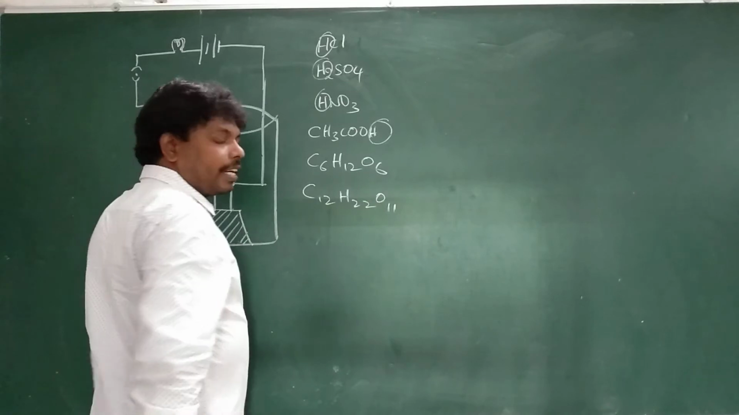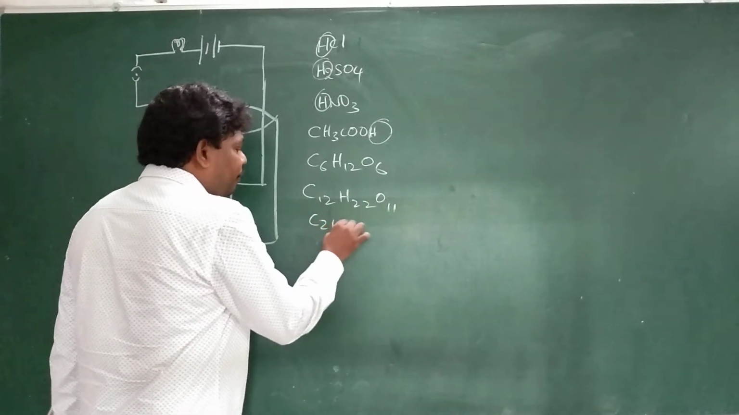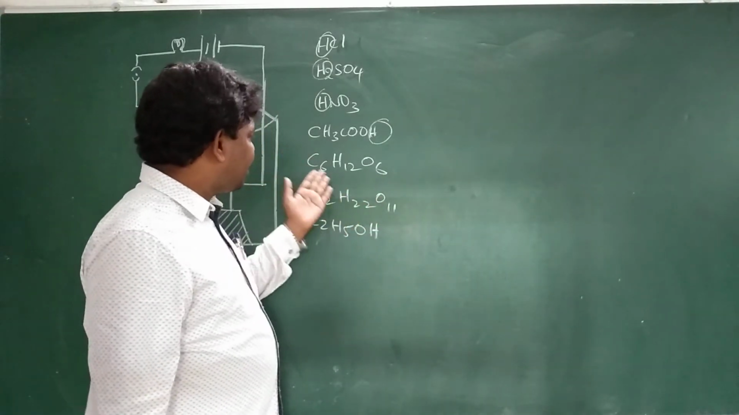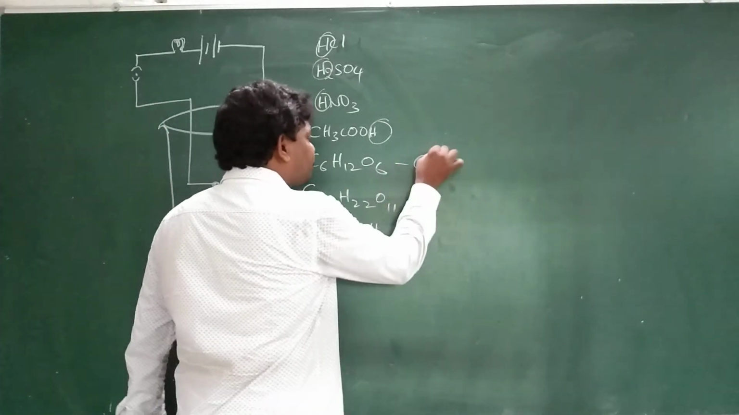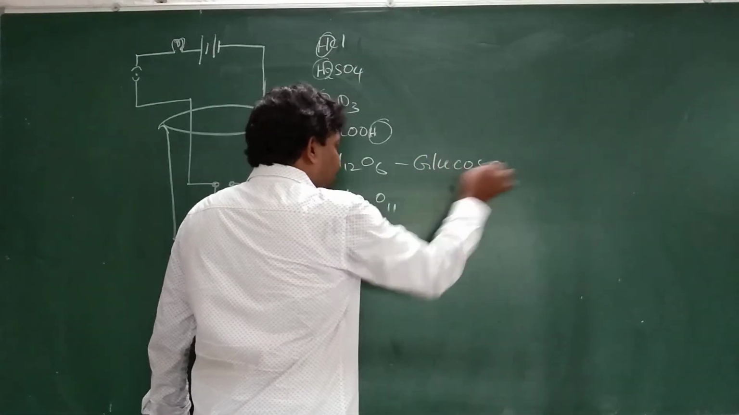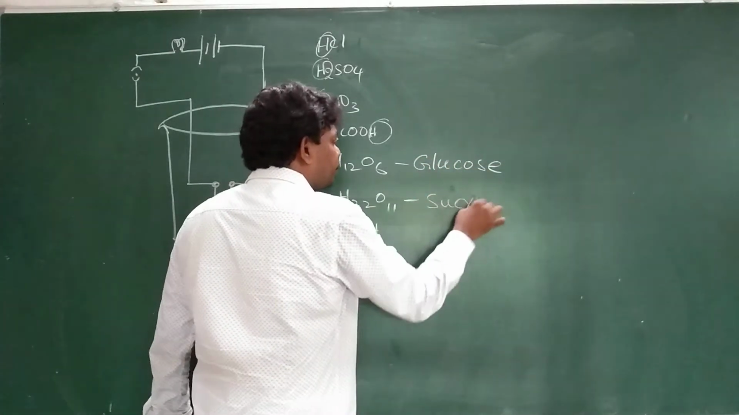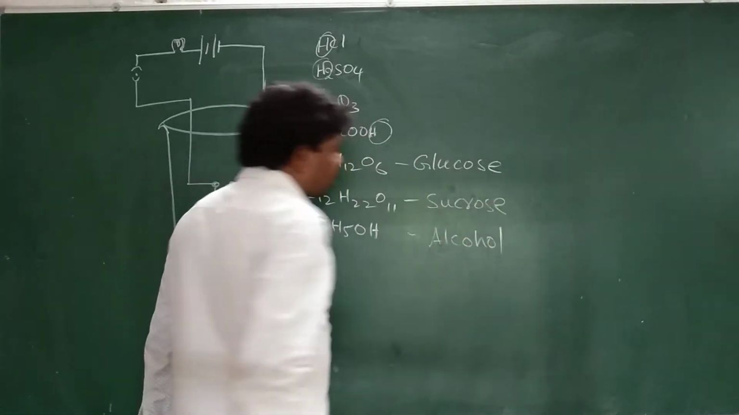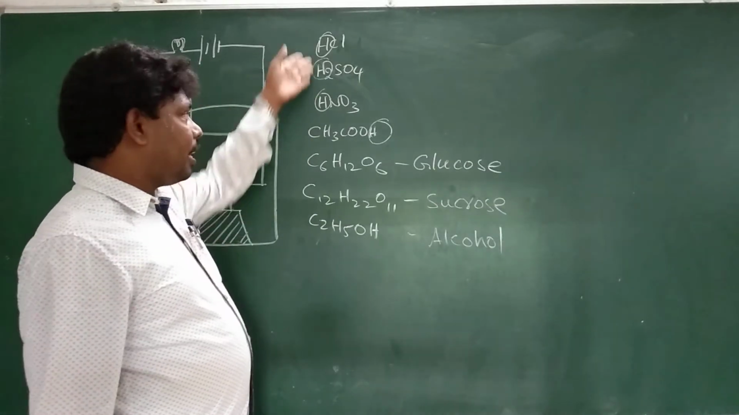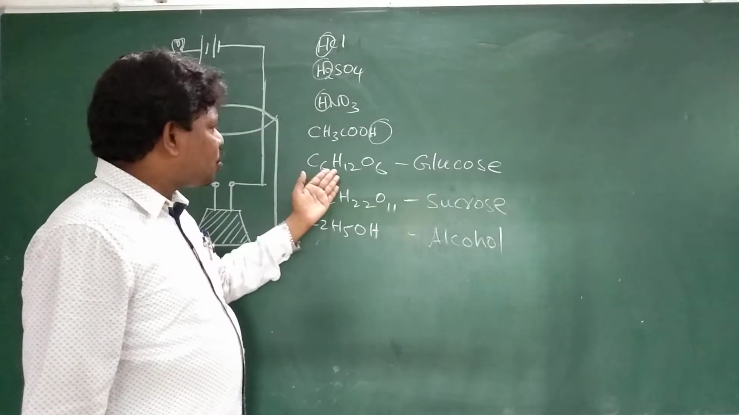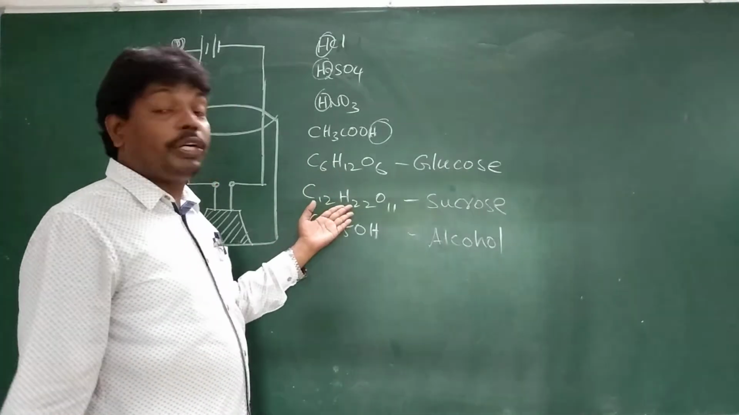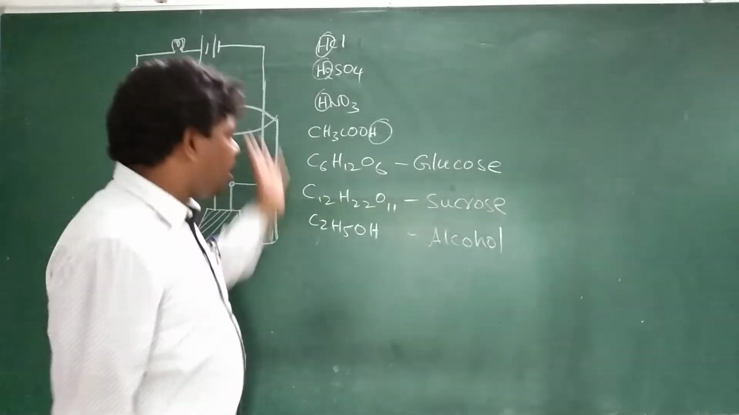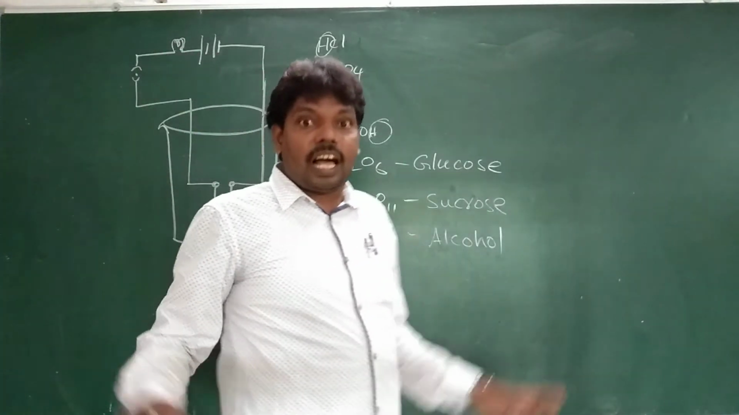C12H22O11. Okay. C2H5OH. All are having hydrogen. This is glucose. This is sucrose. This is alcohol. These are not acids, we know. Here also so many hydrogens are there. Here 22 hydrogens, here 5 plus 1, 6 hydrogens are there. Are all of these compounds containing hydrogens acids?